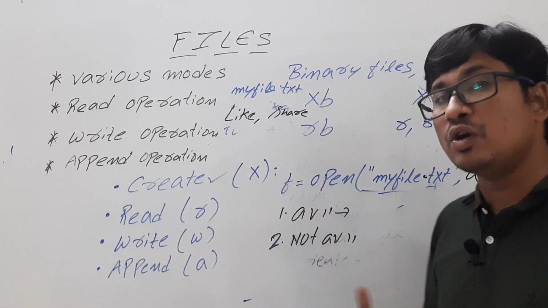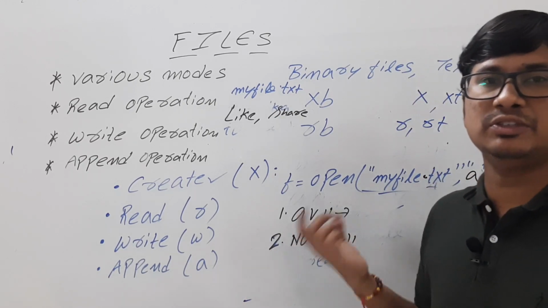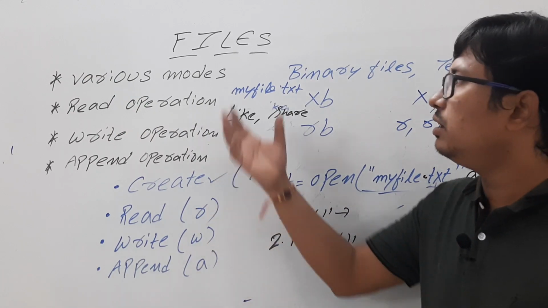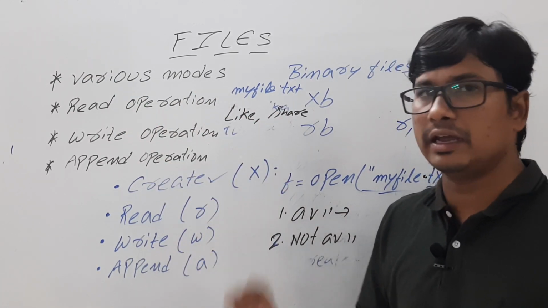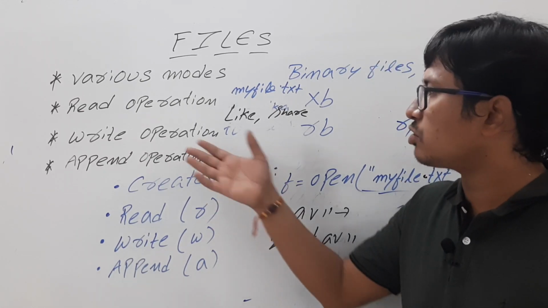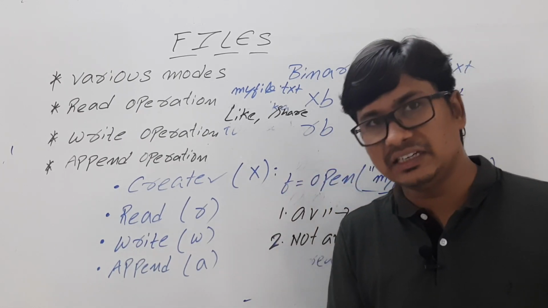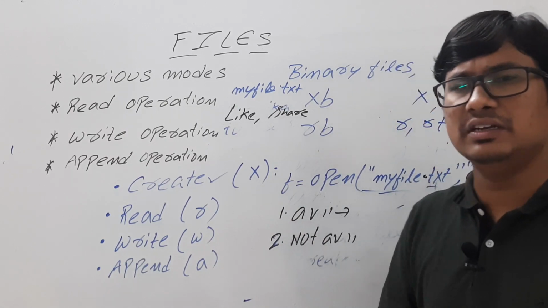Now if the file is available with some content, whatever new content you are storing will be appended. Let's take that the file is not available. Then it will create a file and store the information, whatever you are writing. So these are the various modes Python supports in files, such as create, read, write and append. Now we will discuss how we can perform the various operations, like how we can read, write and append, and all these things we will discuss in detail.